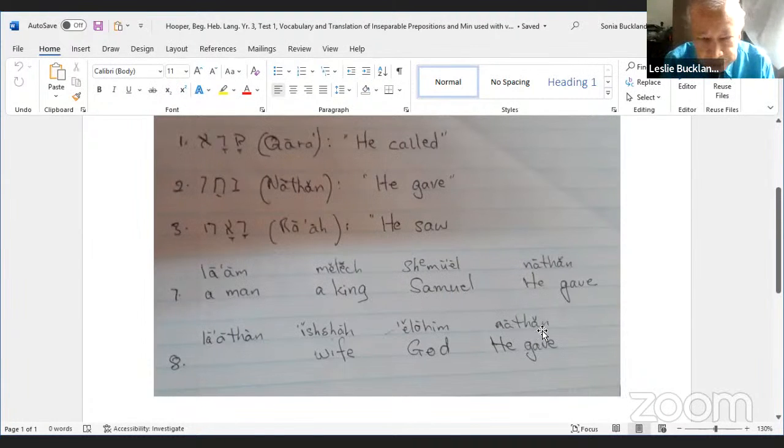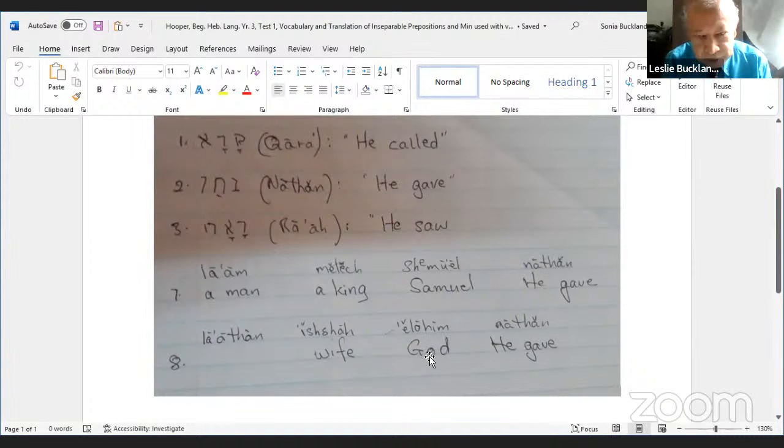Number 8, another translation. Nathan, Elohim, Isha, La Athan. Well, this should not be an N, but it should be an M. Okay. Apart from that, this is fine. Only that there is no translation here for La Athan. But let us begin over here and see what the translation is. Nathan is he gave.